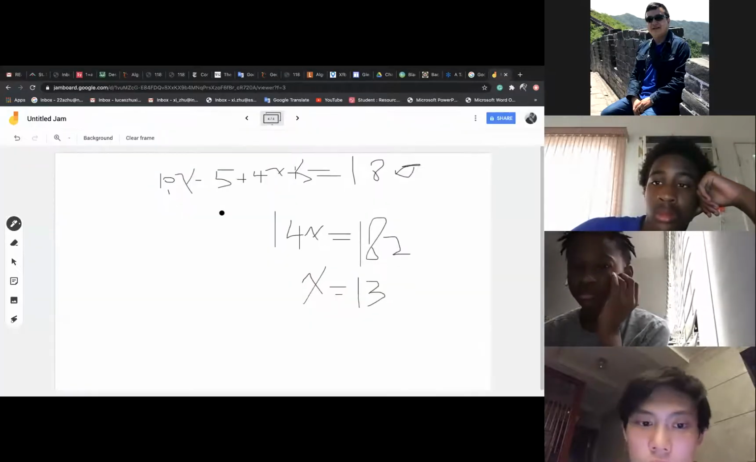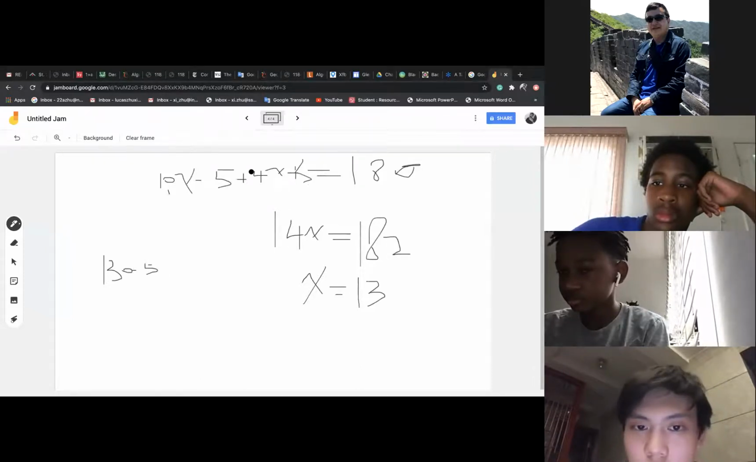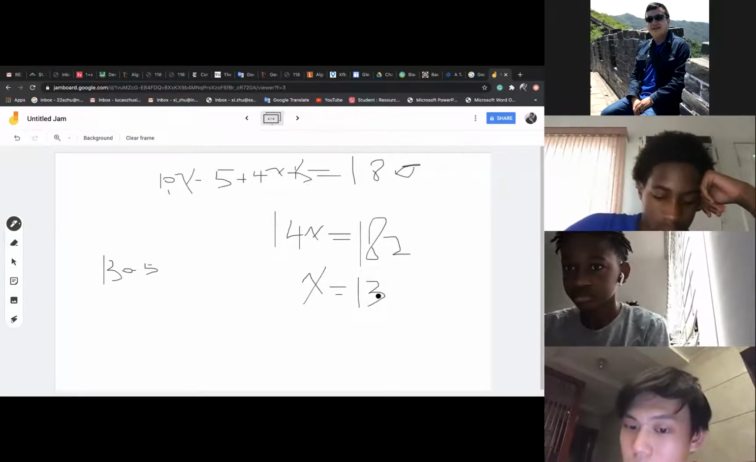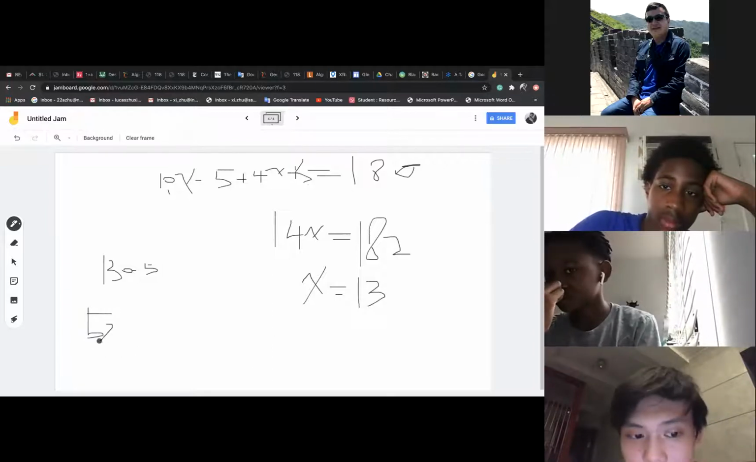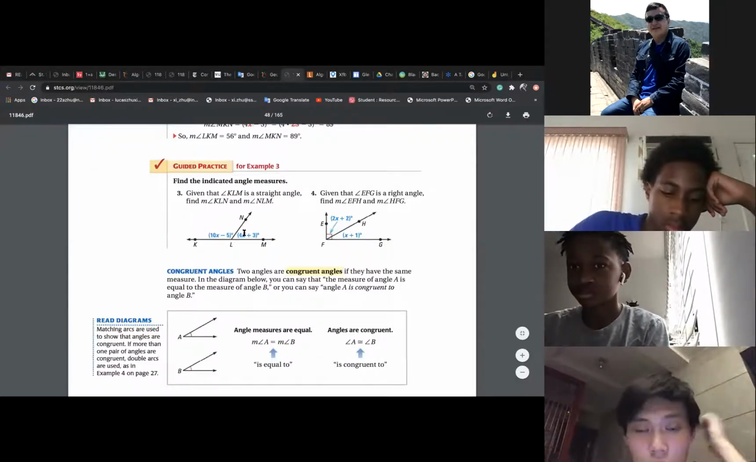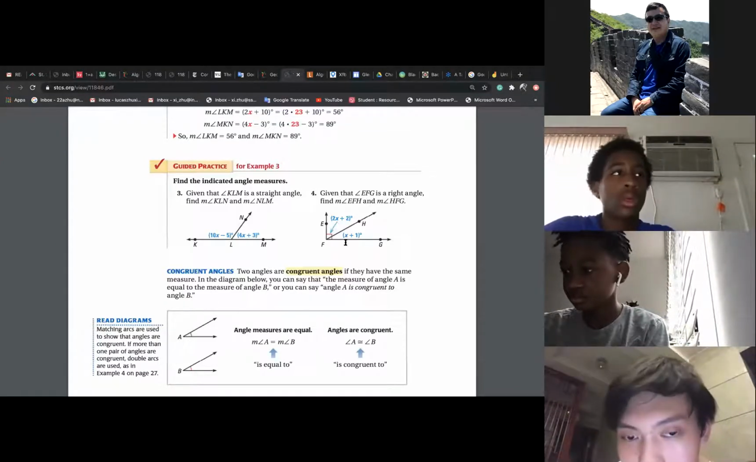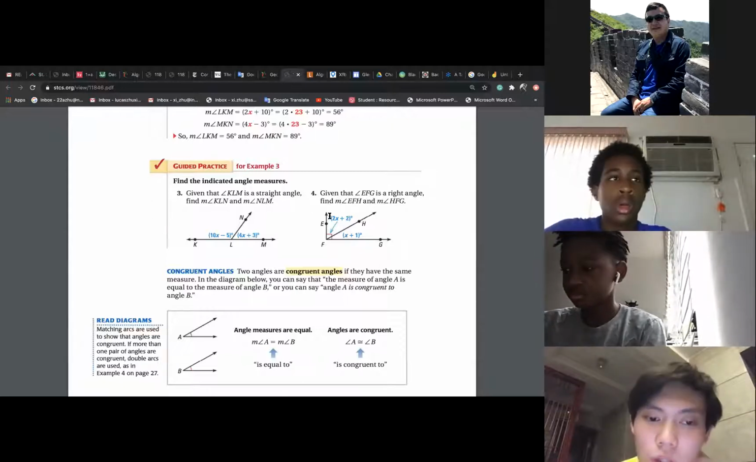Here we go. 10 times 13 is 130, minus 5 is 125. And 4 times 13 is 52, plus 3 is 55. So that's the measurement for each angle. Get it? Okay. Try to solve this one on your own. It's really similar to what we just did over here.